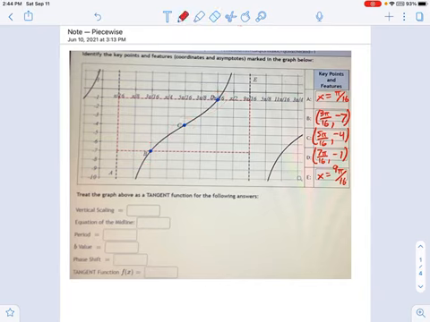Now, let's talk about what these mean in terms of the vertical scaling, equation of midline, and so on. So if you remember what midline is, I think that's a good place to start. Midline is the line that runs through the dead center of your trig function. And we can see it right here at negative 4. So we would say y equals negative 4 from looking at the graph.